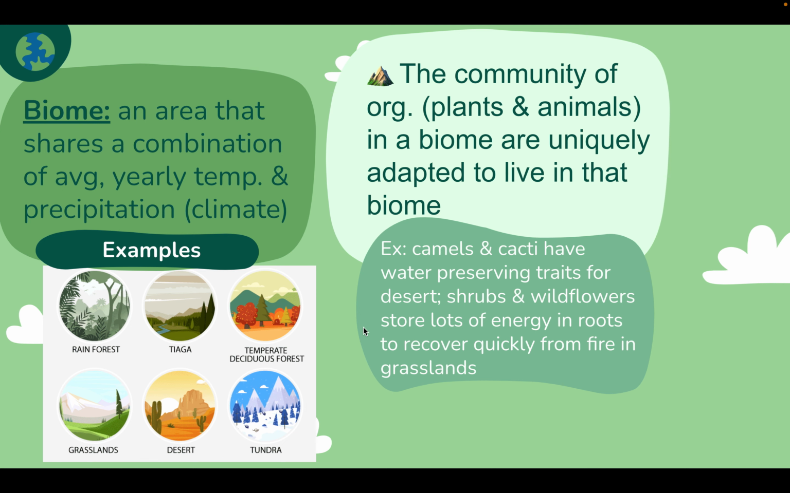Shrubs and wildflowers store lots of energy in their roots to recover quickly from fire in grasslands. So we have, as you know, fires that occur naturally. There are some that occur unnaturally, obviously. But grassland fires are actually a natural thing, and they're good for the environment. And so shrubs and wildflowers in these areas are able to recover from fire very quickly and do quite well.